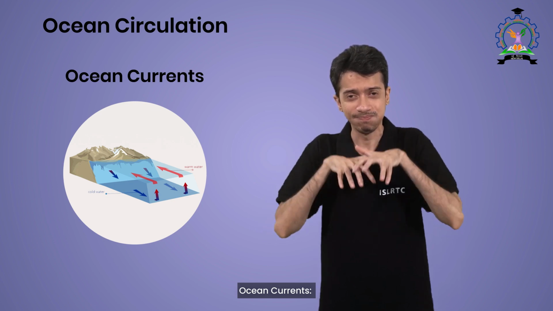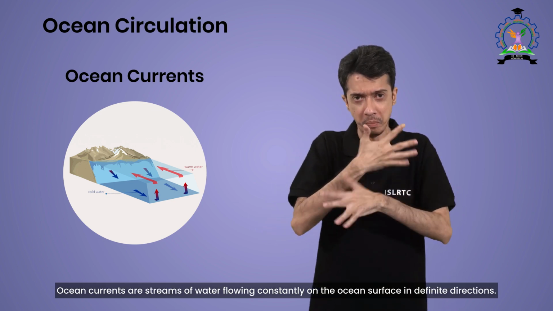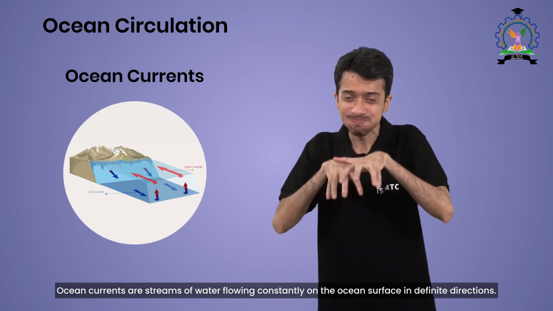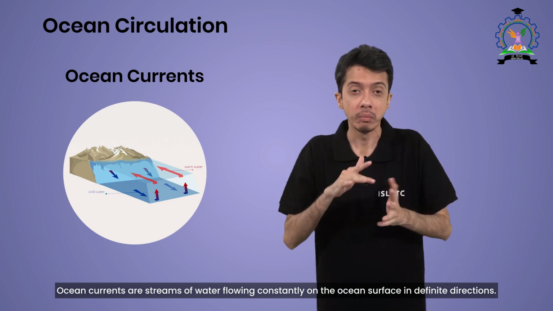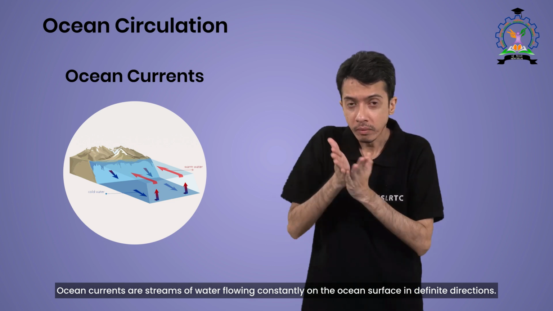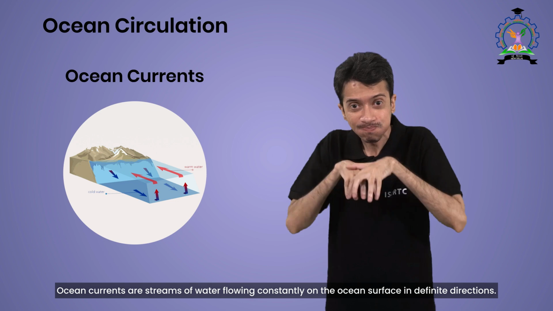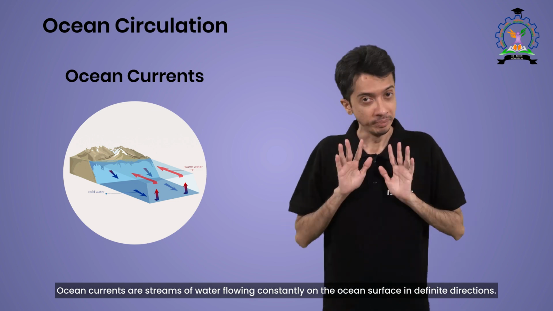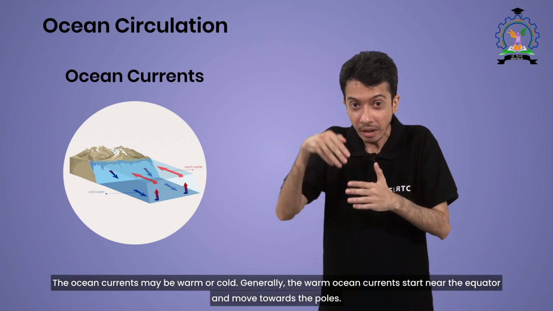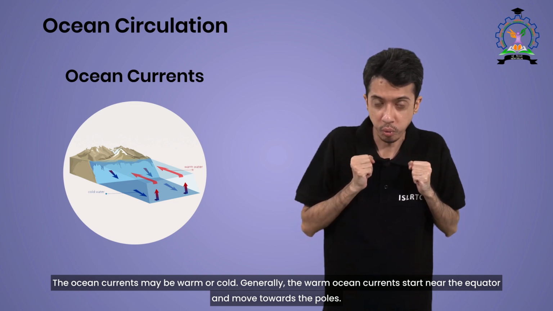Ocean currents. Ocean currents are streams of water flowing constantly on the ocean surface in definite directions. The ocean currents may be warm or cold.